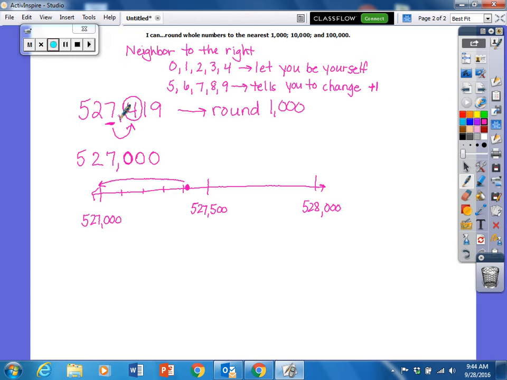So the rule and the number line match. They both do the same thing. The rule just has you look at your place value. The number line has you actually mapping out your place value. So let's look at another number.